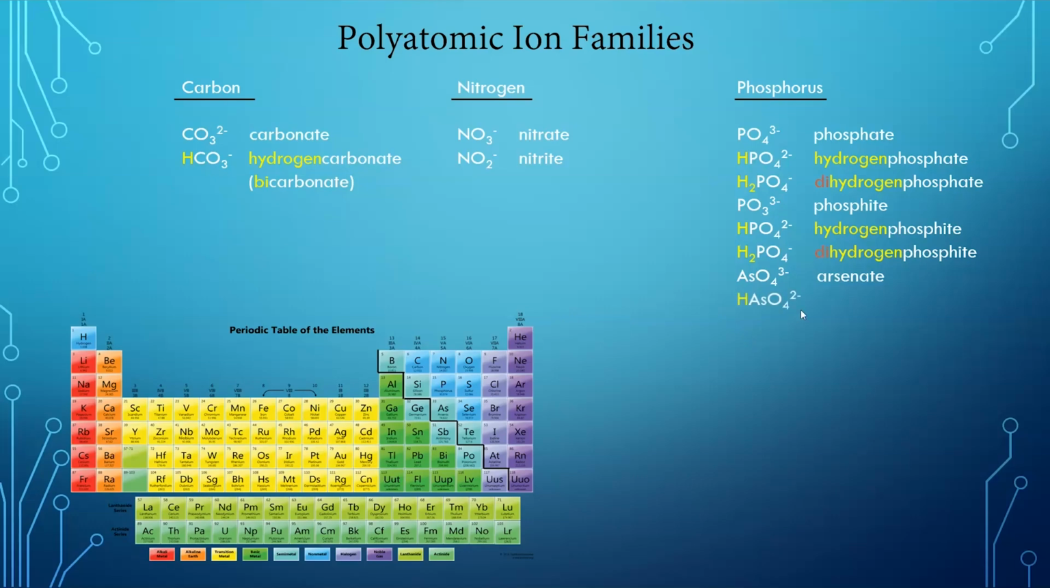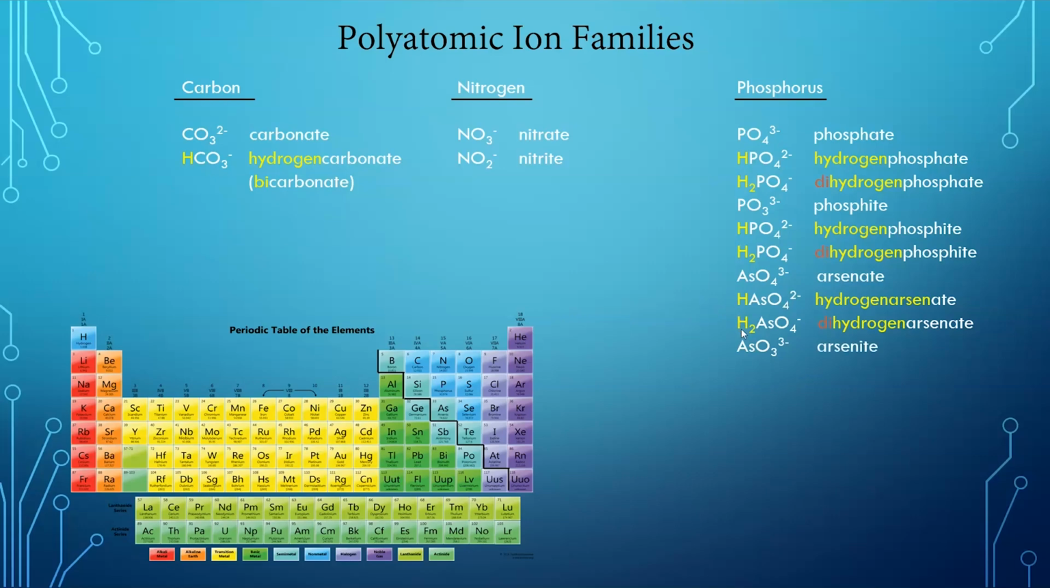We can add a hydrogen and make it into hydrogen arsenate. We can add a second hydrogen and make it dihydrogen arsenate. We can do the same thing with the arsenates that we did with the phosphate, and that is remove an oxygen. So we can change arsenate into arsenite by removing an oxygen.